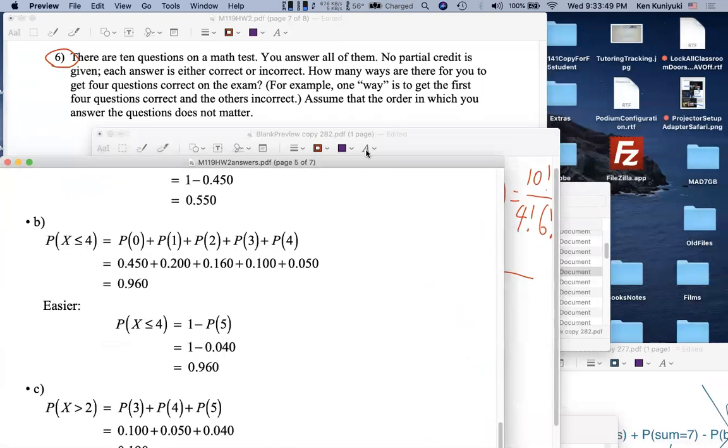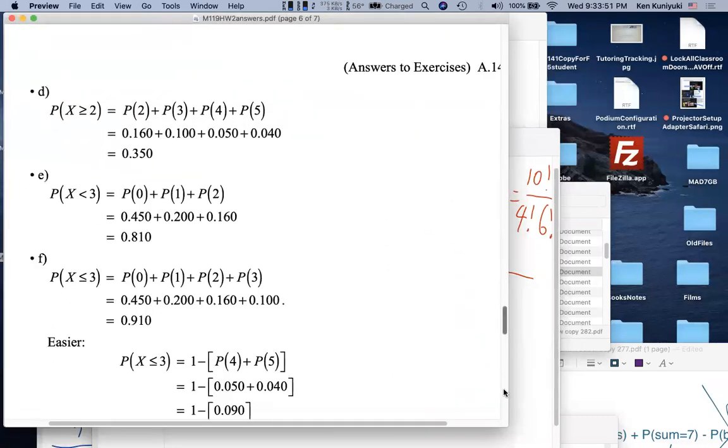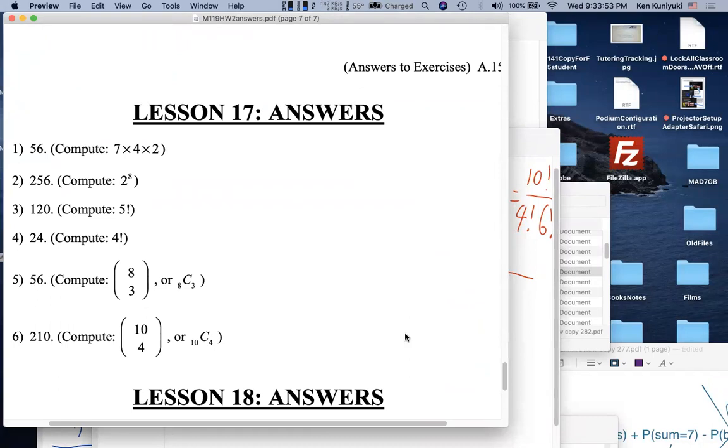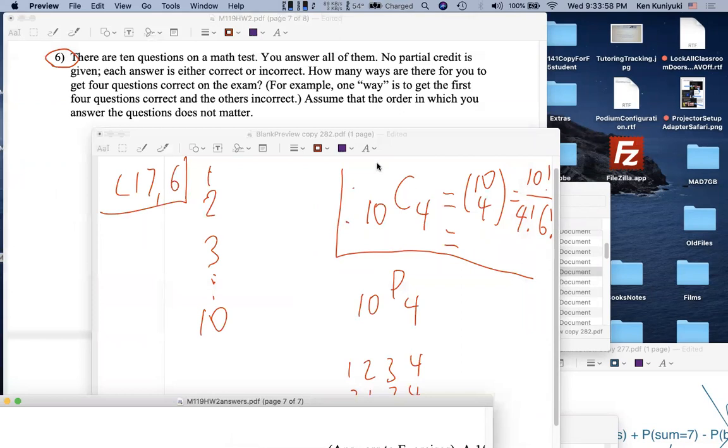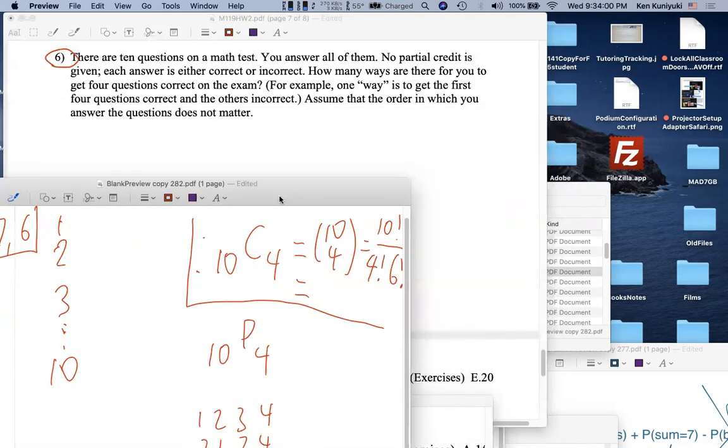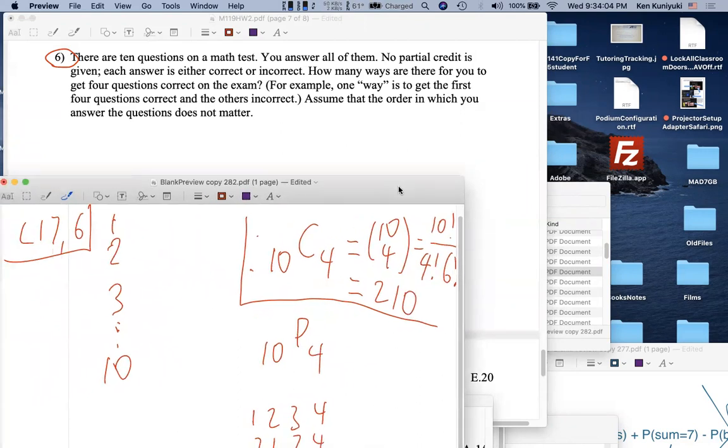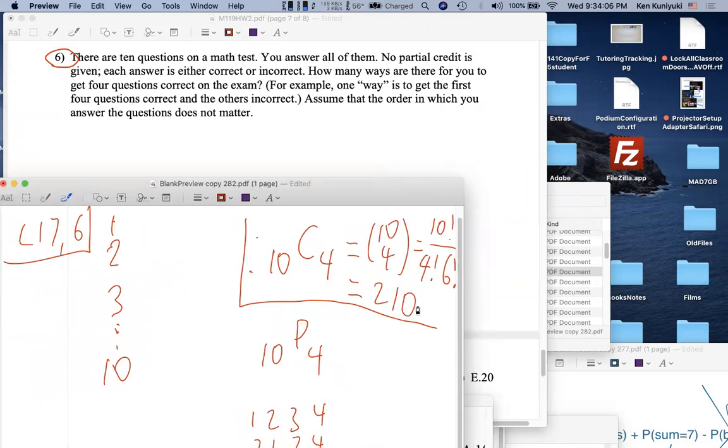Not that I expect myself to memorize these, but 210. Yeah, 10-4, 10-4. Yeah, 210. Okay, so as far as work goes, I want you to show me that 210 ways. I don't care, 210 ways. On your final answer, I want you to show the 210, and I want you to show me at least one of these.